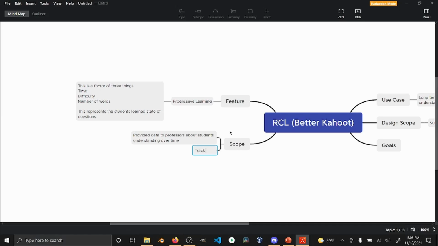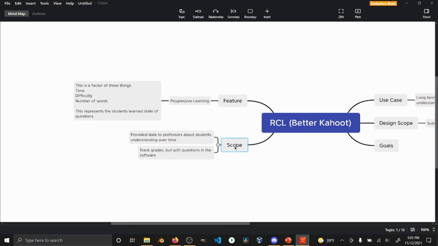So, okay, we are tracking grades, but with questions in the software. So I think that's important. Okay?